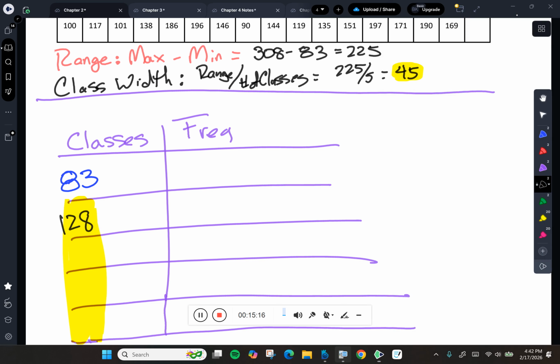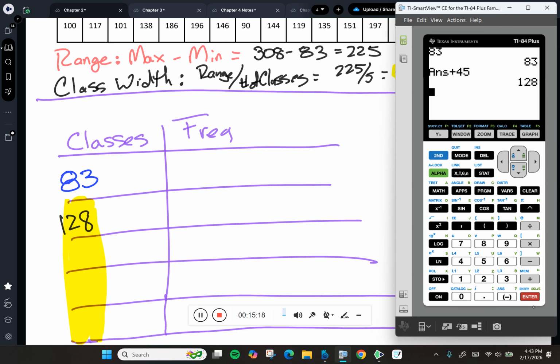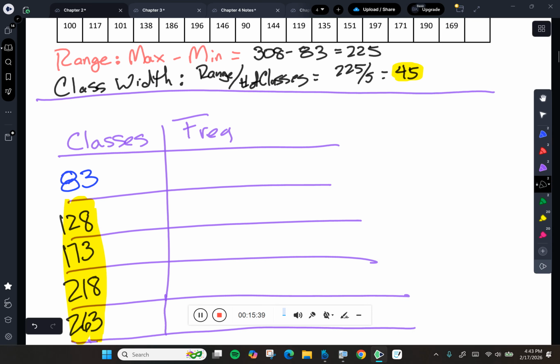So this is going to be 128. The one after that is just add another 45. So 173. And then the one after that is 218. Add another 45. And then the last one is 263. Add another 45. Now that I've got my lowers, I'm going to go back and find my uppers.